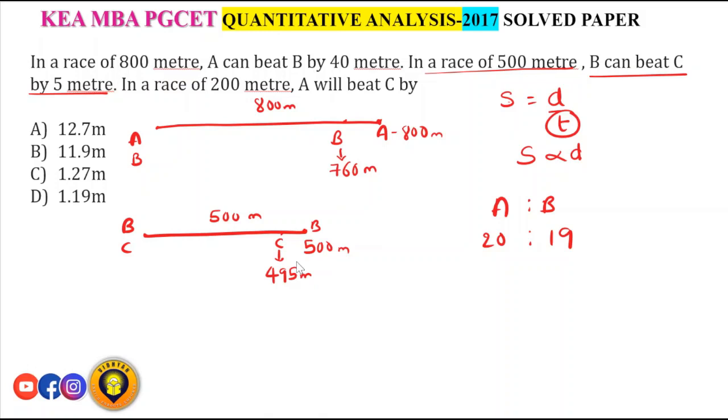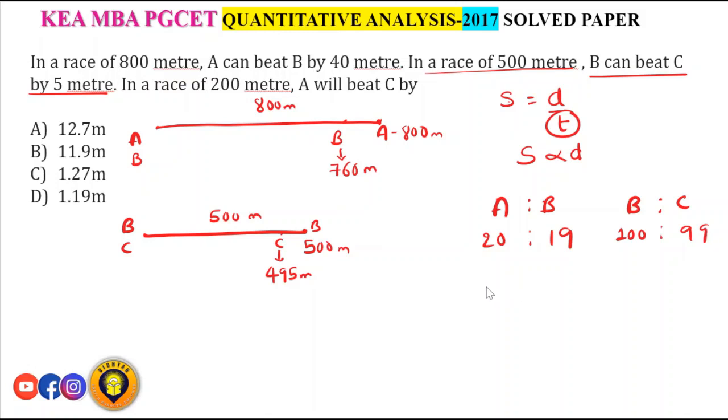So again the time is constant, therefore distance and speed ratio are equal. Now what is the ratio between B and C? The ratio between B and C is 500 to 495. If you divide it by 5, 5 100s are 500, 5 99s are 495. So the ratio between B and C is 100 is to 99. That is the distance ratio or the speed ratio.